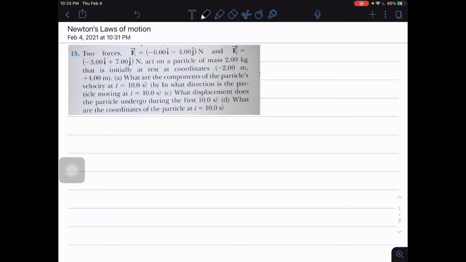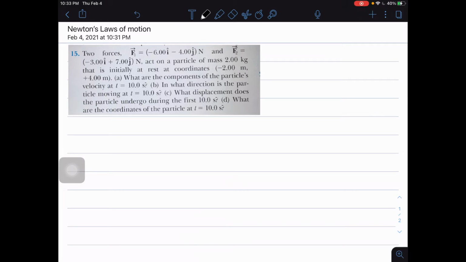So let's have Newton's laws of motion. This is our first example. So we have two forces acting on a particle whose mass is 2 kilograms, which is initially at rest. And the coordinates are given there.